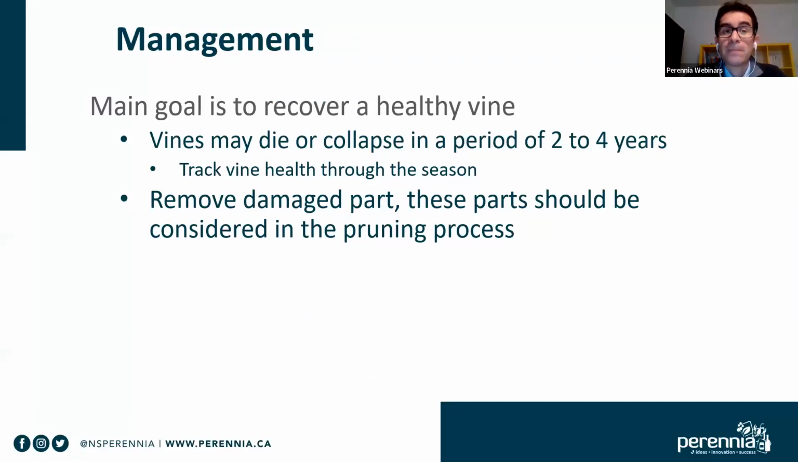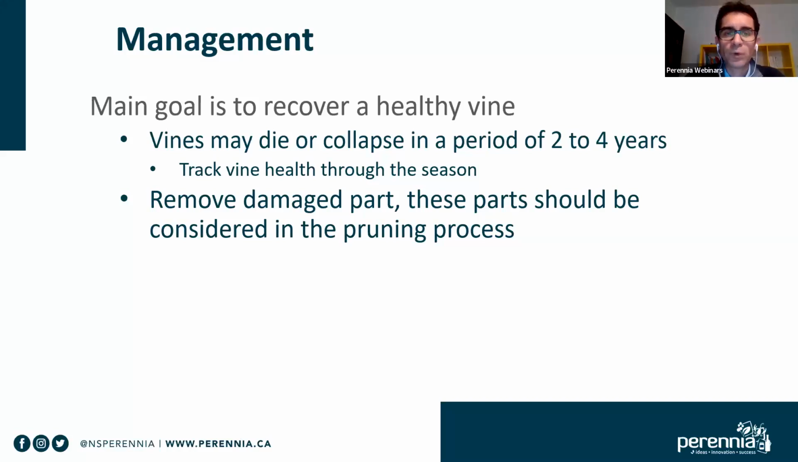So, in terms of management, the main goal is to recover a healthy vine. That is our objective this year mainly, more than focusing on production, especially in the plants that have a big percentage of bud damage. Vines may die or collapse in a period of 2 to 4 years, depending on the conditions. That's why I'm encouraging you to track vine health throughout the season, so you can keep notes of what is happening and where the biggest movements are in your vines.